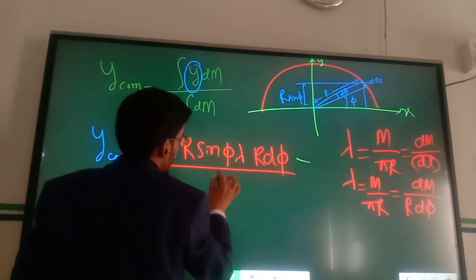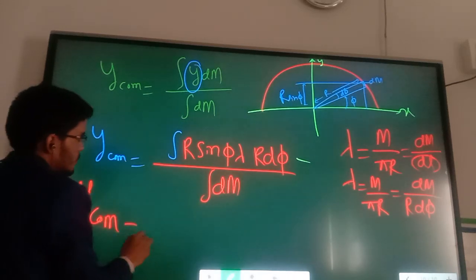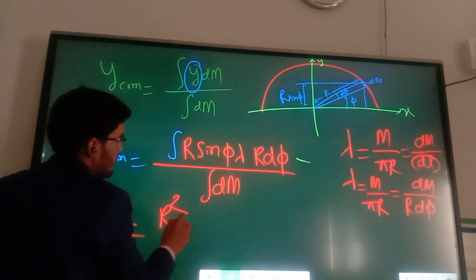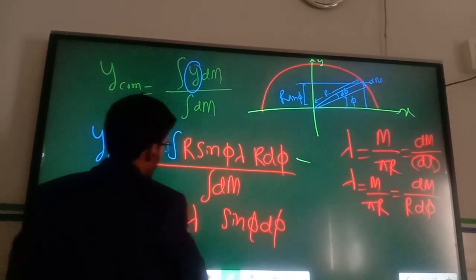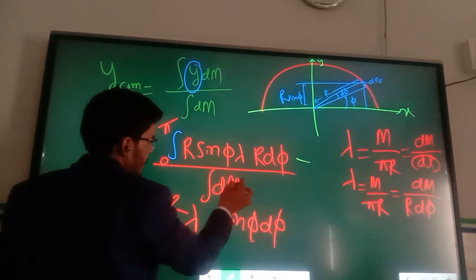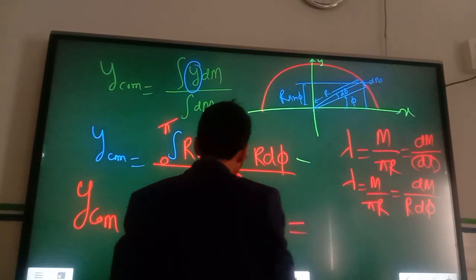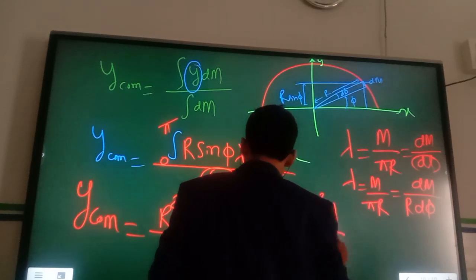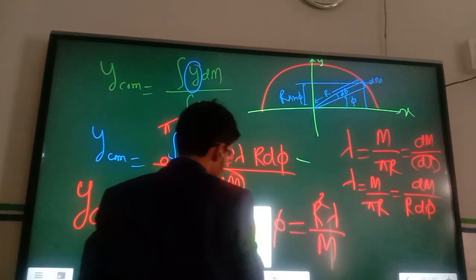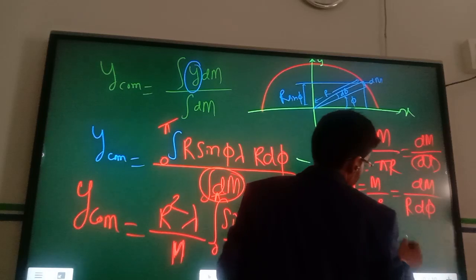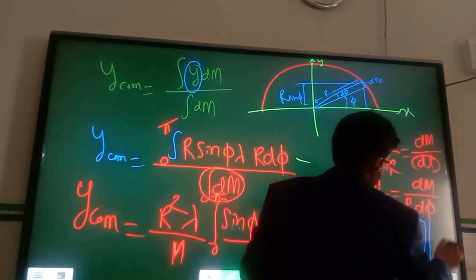Now here, integration of dm is m, so y center of mass equals r square lambda sin phi d phi from 0 to pi upon m. Integration of dm is basically m. Now r square lambda upon m, and integration of sin phi from 0 to pi. The integral of sin phi is minus cos phi, with lower limit 0 and upper limit pi.